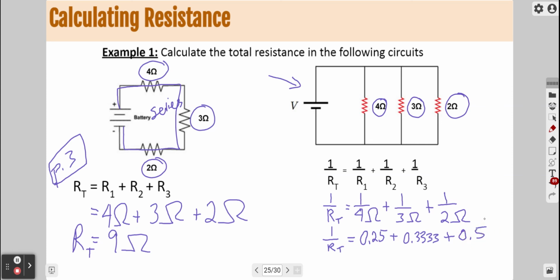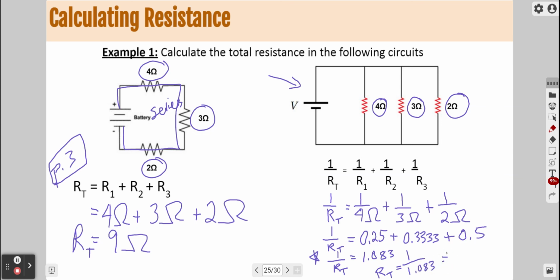Let's add all these up. And we get 1.083. But this is not our total resistance. Not yet. This is equal to 1 over our total resistance. Okay, really important part here. So there is a final step to get just RT alone. We need to flip this. So we have to go 1 over 1.083.